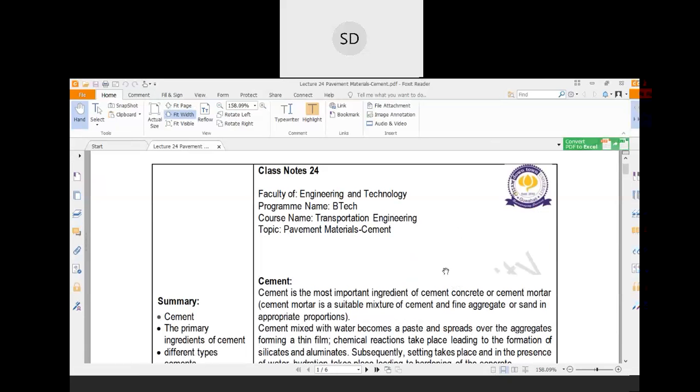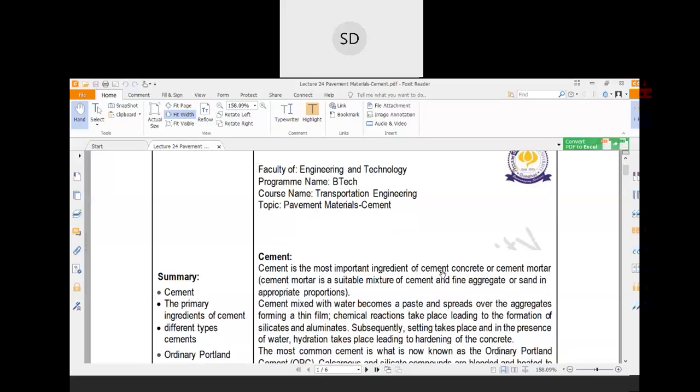So, in our previous class, we have discussed bituminous material as a pavement material, and we have discussed different tests which are conducted to know the quality of the bituminous material or suitability of the bituminous material as a road aggregate. Now, in this class, we will discuss cement as a pavement material. Generally, cement is used as a rigid pavement material.